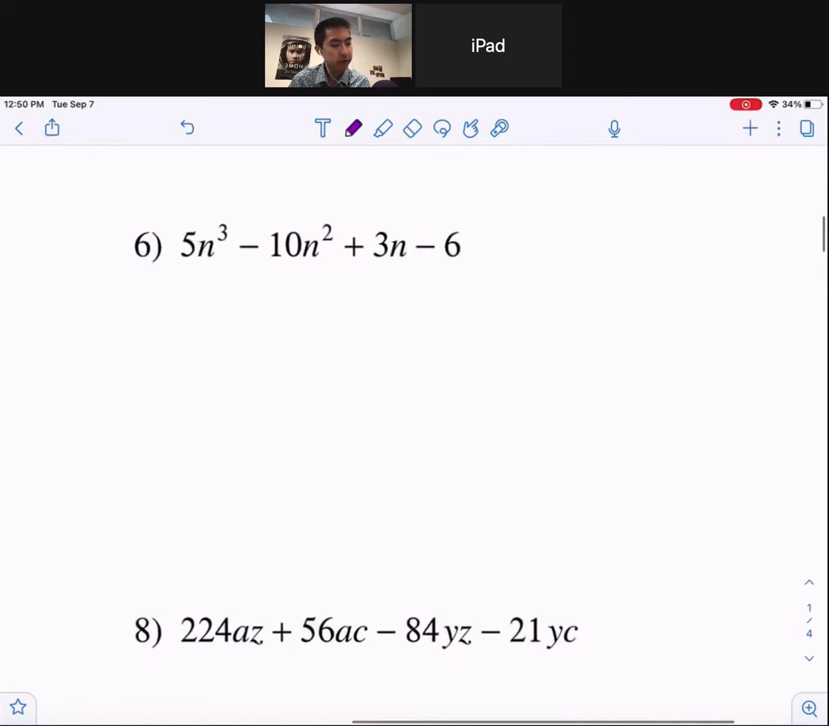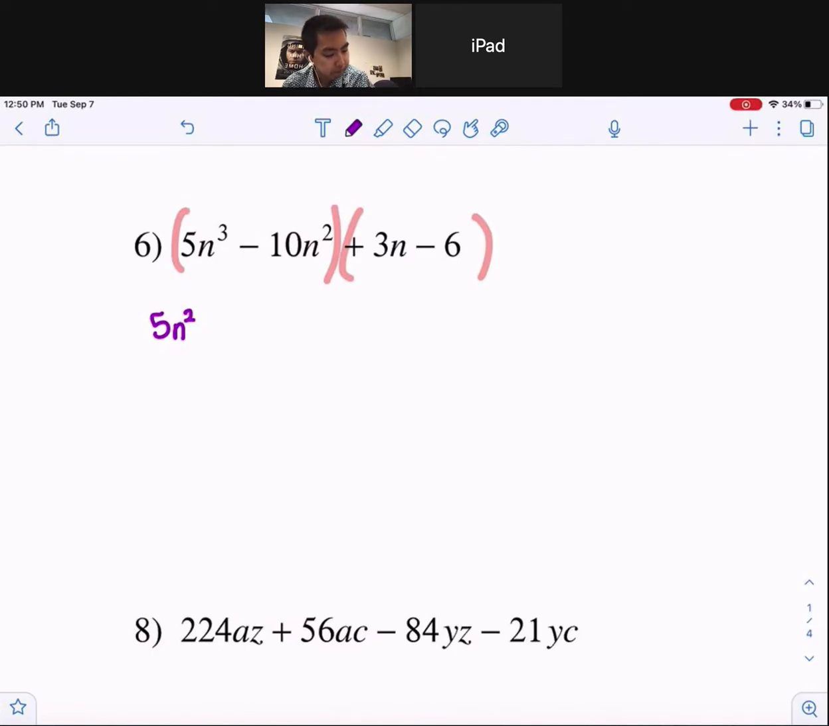So with number 6, always ask yourself, can you factor out something from each term? This one you cannot. So we've got to do this by grouping. From the first grouping, look at the numbers first. What could go into 5 and negative 10? A 5. Now look at the variables. What can go into n to the third and n to the second? What can you take away from both? You can take away, at most, 2 n's from both, for n to the second.